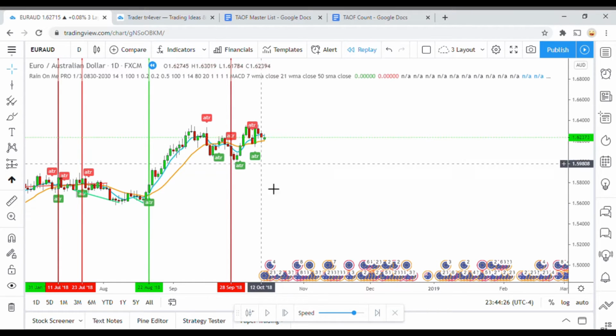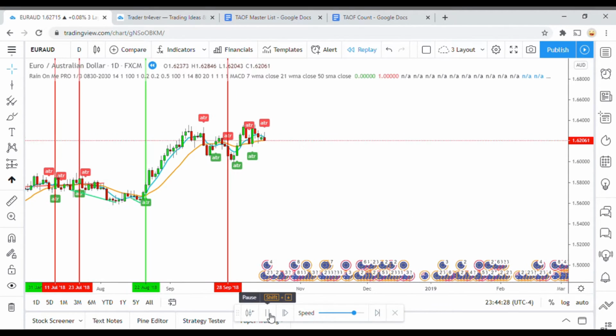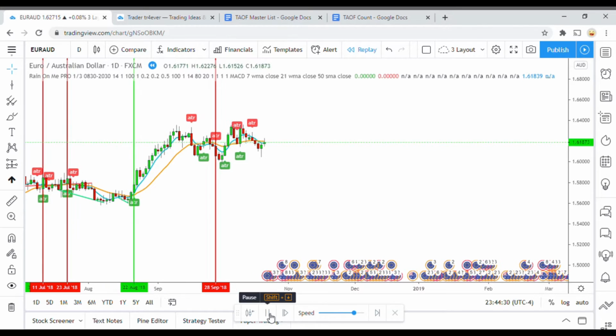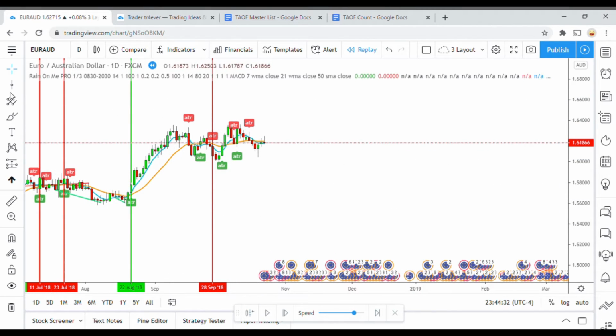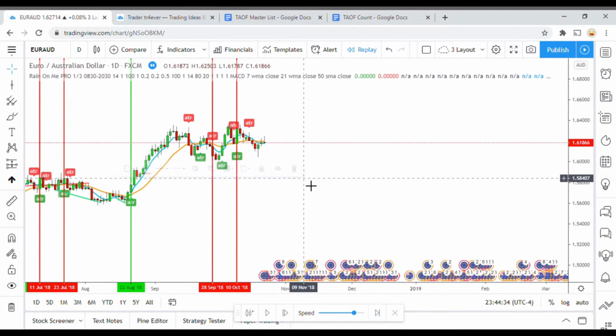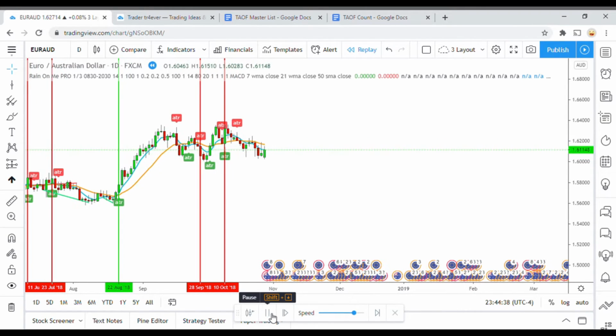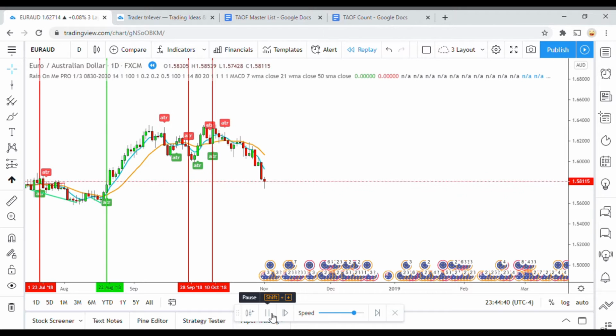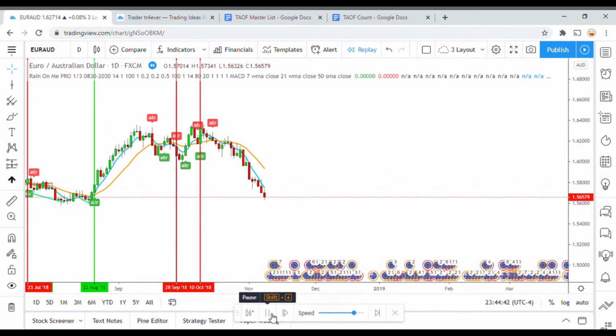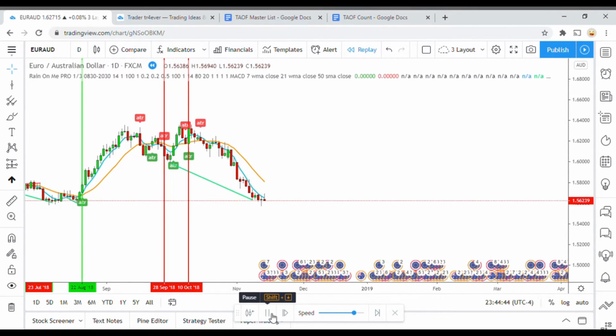Let's see. So that would have been along there. And it crumbled down, hitting our stop. Getting kind of close to the end of the year now.